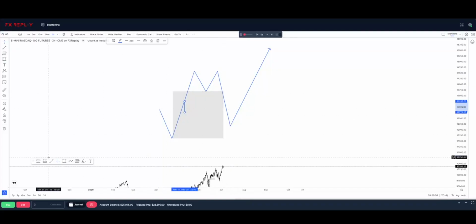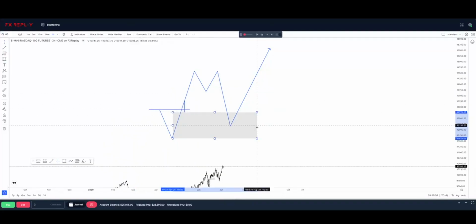Okay, after we close this high, we happen to get a wick that came down to right here. So instead, our Mark II is right there. And that's how it works. That's the Mark II model right there.